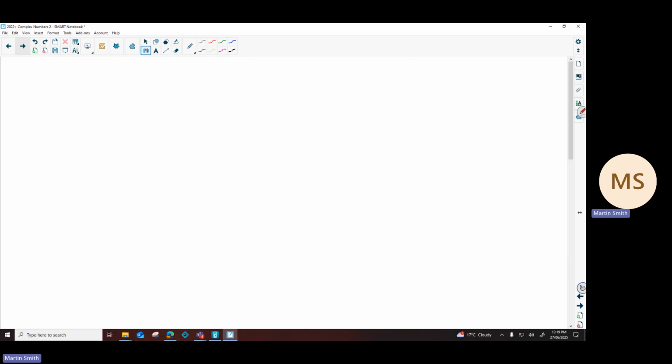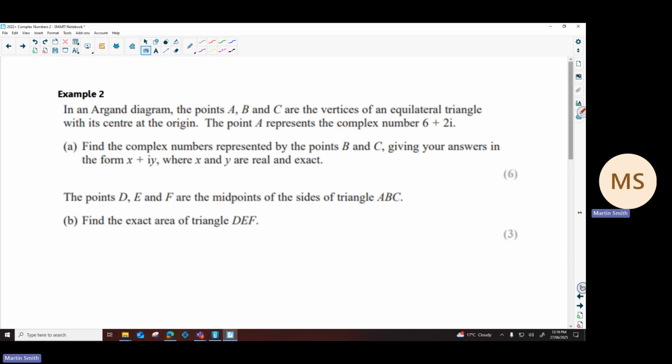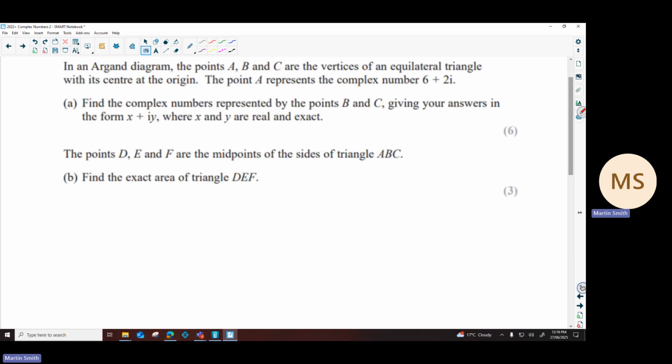So, lovely students, the next question says the following. This is a genuine exam question from a year or two ago. On an Argand diagram, the points A, B, and C are vertices of an equilateral triangle whose centre is at the origin. A is the complex number 6 plus 2i. I've got to find the complex numbers for B and C. I want them in the form x plus yi. I want x and y to be real and exact.